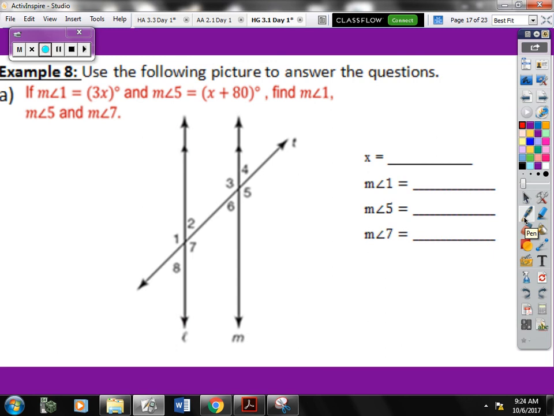It says the measure of angle 1 is 3x. So if you're using pen, I would just watch up here. If you have pencil, you're going to want to erase. Label that. The measure of angle 5 is x plus 80. Find the measure of angle 1, 5, and 7. First of all, you have to figure out what x is.